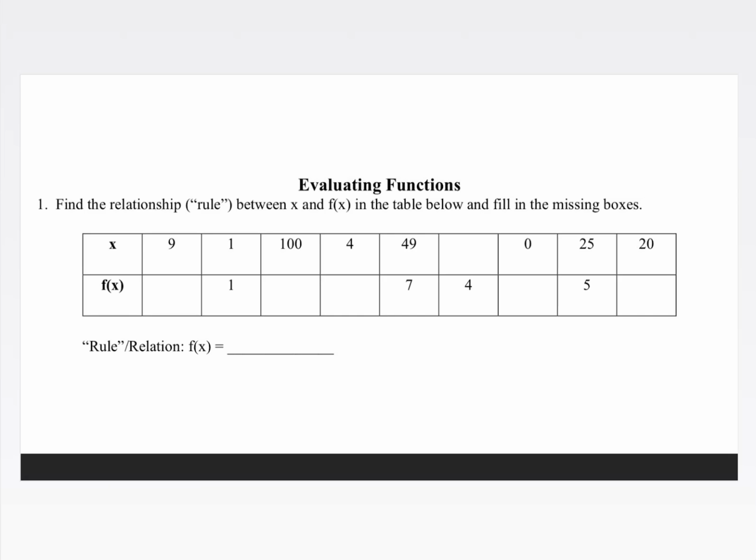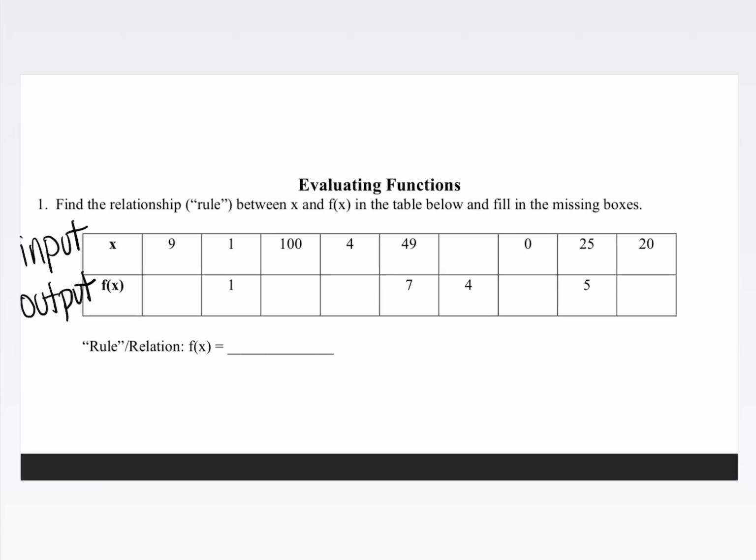In our first example here, we're asked to find the relationship, or the rule, for how we get from x to f of x, or x to y, using the table. So we're asked to fill in the missing boxes. On the x row, this is our input, and f of x is our output. So in our row of x, we have 9, 1, 100, 4, 49, 0, 25, and 20. In our outputs, we have 1, 7, 4, and 5.